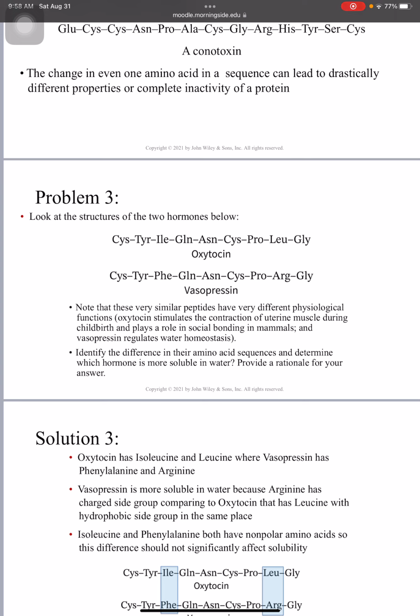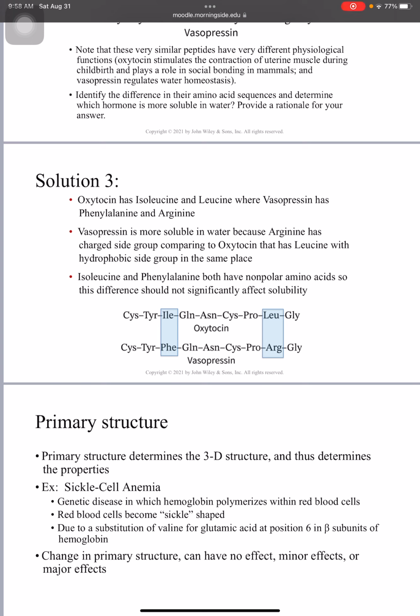If you look at their sequences, they're pretty similar, right? They're both 9 amino acids long, and they almost completely match as far as the sequence. There's only two real differences. At amino acid residue 3, you have an isoleucine in oxytocin versus phenylalanine in vasopressin. And then at amino acid 8, you have a leucine in oxytocin and arginine in vasopressin.